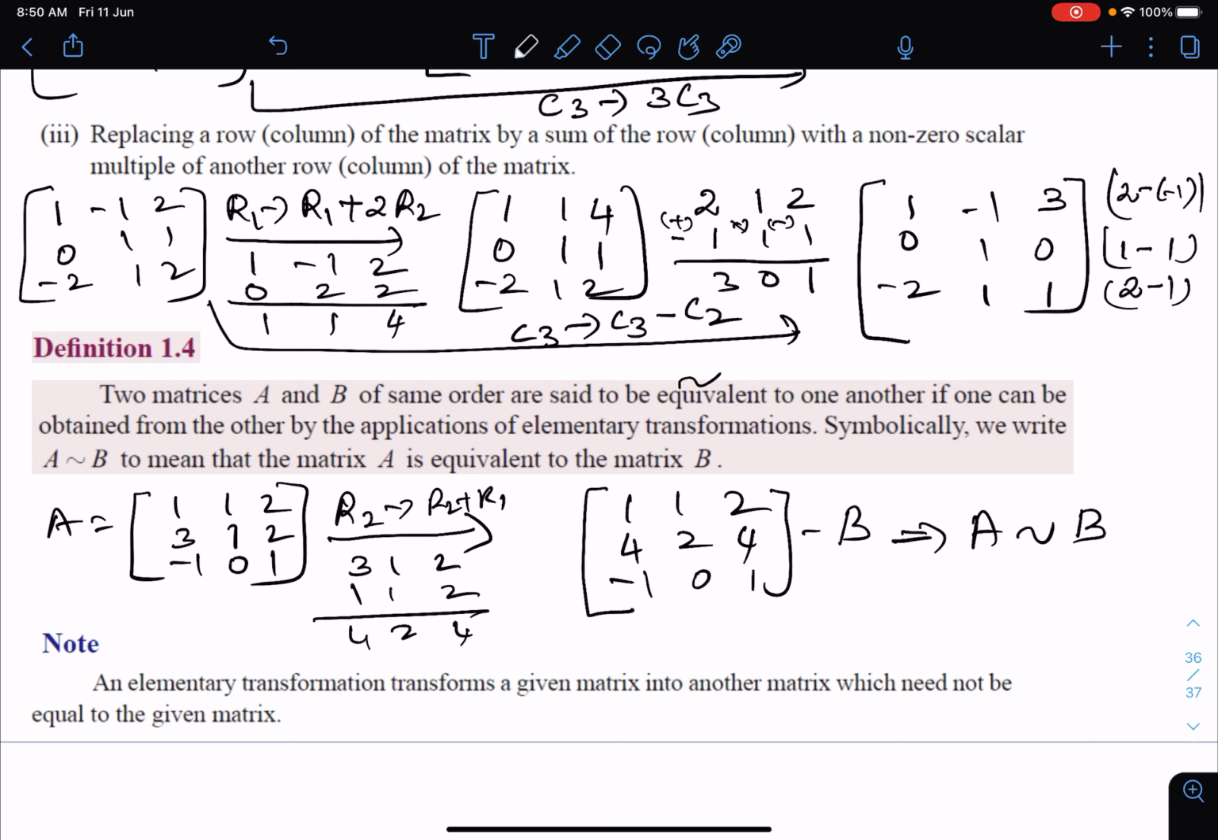This is the basic concept. With this, you are going to see the next topic, row echelon form.